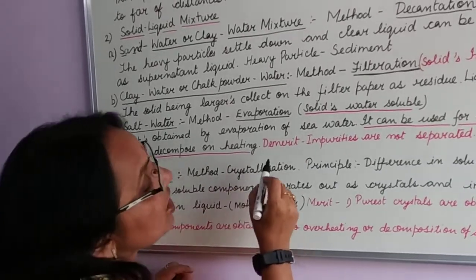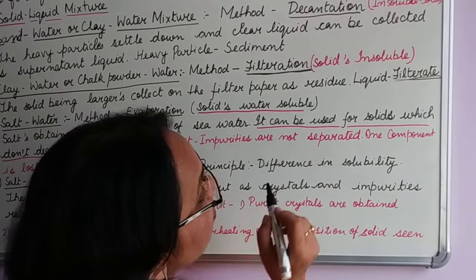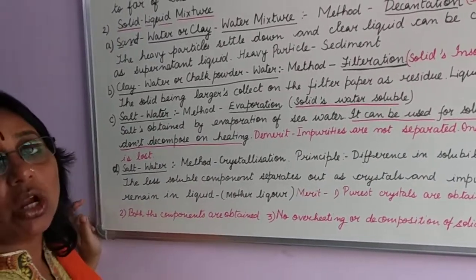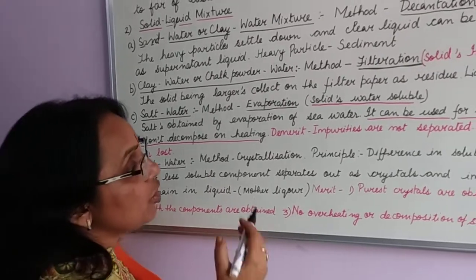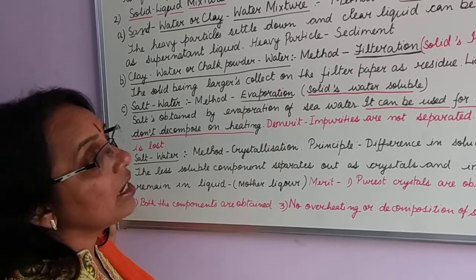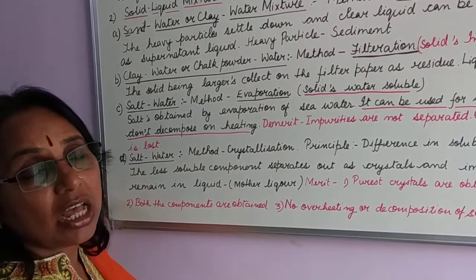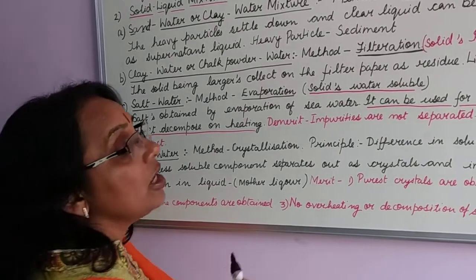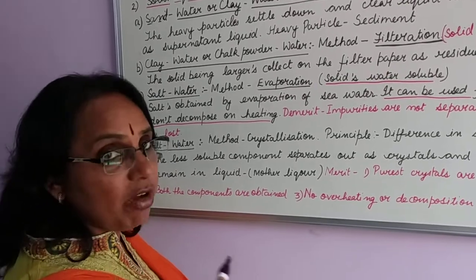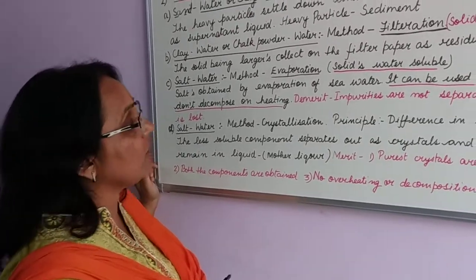Now what is the demerit? The demerit of this evaporation process is that the impurities are not separated. The salt which we are obtaining after evaporation is not free of impurities. The impurities are still present over there. That is the first demerit. The second demerit is that we have obtained one of the components, but the other component, that is water, is lost in the form of water vapor. Third demerit, we might overheat the solid as well, and this might result in charring of the solid.